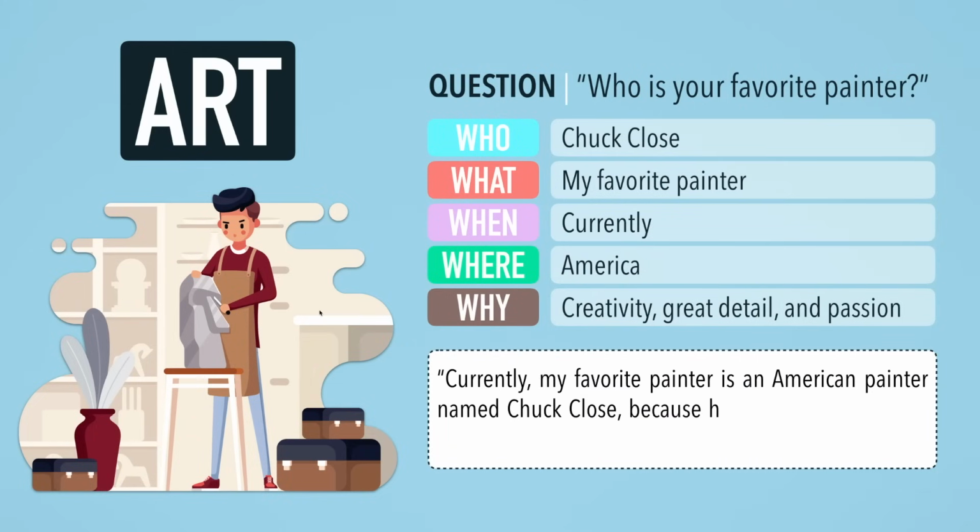Look at my answer. My answer is, currently, my favorite painter is an American painter named Chuck Close because he paints with creativity, great detail, and passion. I answered all of the 5 W's in my answer to the person's question. It doesn't matter the topic as long as I'm using this 5-step method. But let's say the topic changes. Let's say, for example, they ask you a question about books.